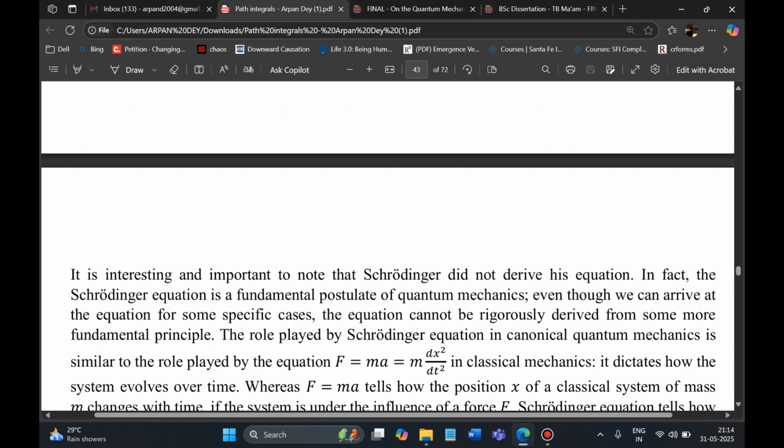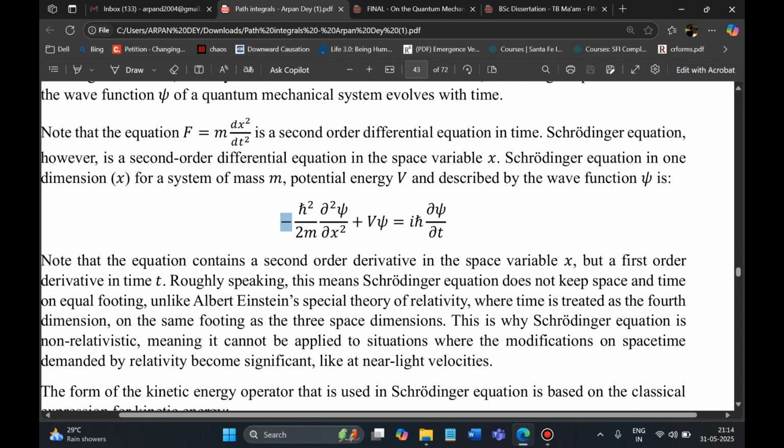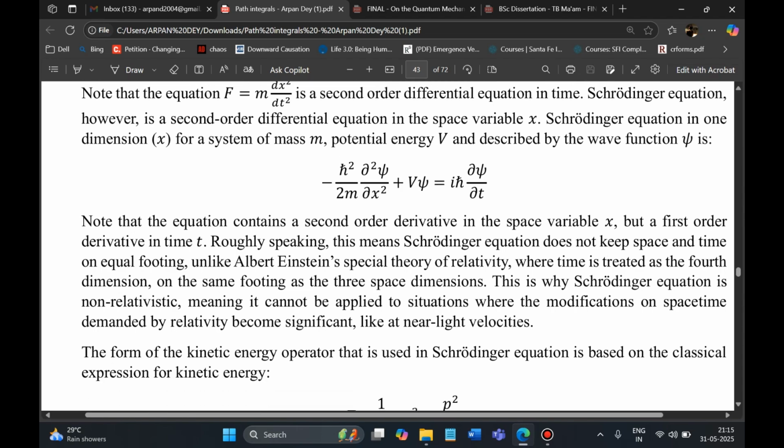Similarly, only knowing the value of psi is not sufficient. You have to solve Schrodinger's equation, which is also a differential equation. You see, minus h bar squared by 2m, del square psi by del x square, plus V psi equals i h bar del psi by del t. So this is also a differential equation in psi. Of course, much more complicated than Newton's equation, but again, this is also a differential equation. So you have to solve this equation to get the information about the time evolution of the quantum system. The wave function by itself does not contain this information. That's what I'm trying to say.